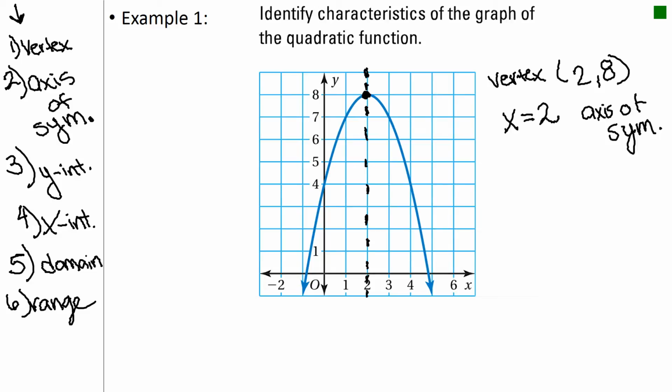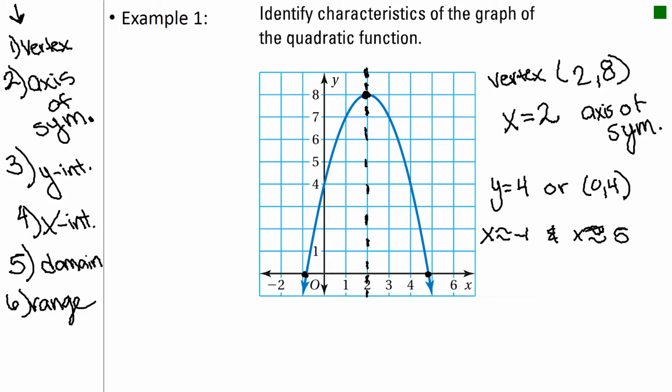So we have our axis of symmetry. Our y-intercept is at y equals 4. Remember, you can write it as y equals 4, or you can write it as (0, 4). Both are okay. Your x-intercepts, I'm going to approximate where my x-intercepts are. So the x-intercepts are at x is approximately -1 and x is approximately 5. There are 2 for this one.